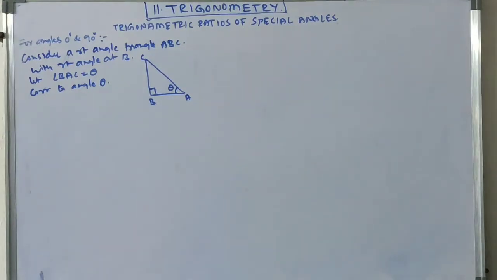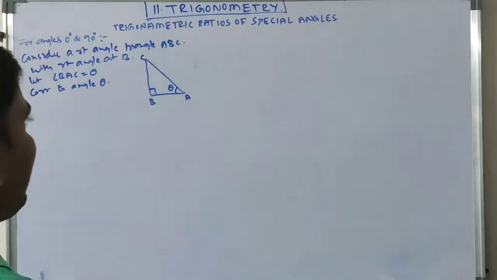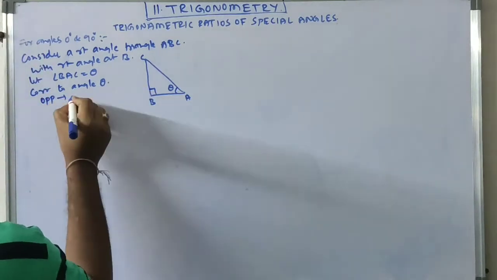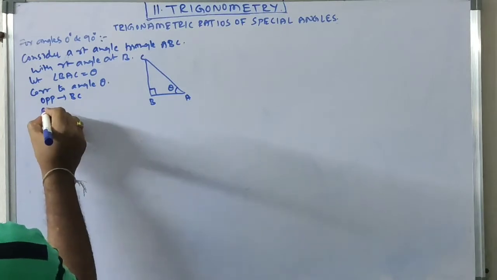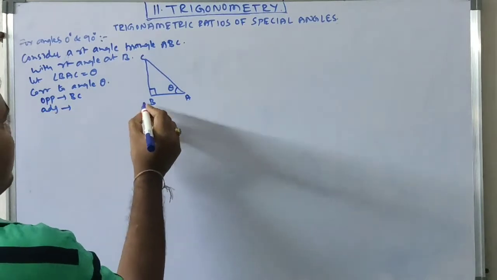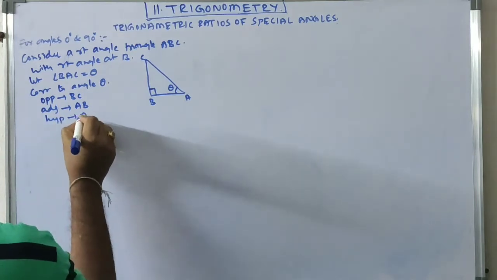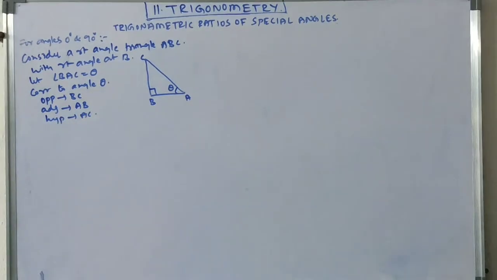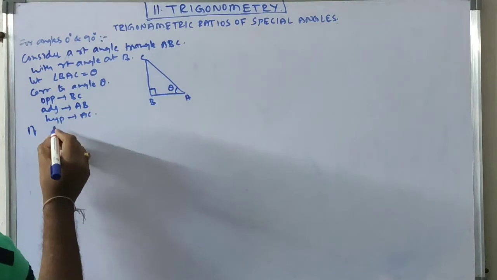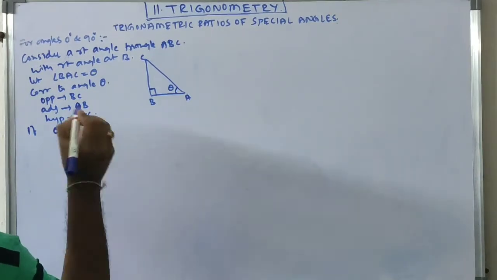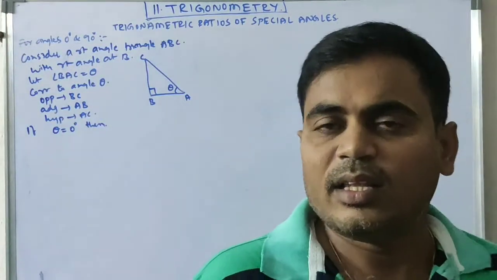Corresponding to angle theta, the opposite side is BC, the adjacent side is AB, and the hypotenuse is AC. So this is the right angle triangle. Now if theta equals 0 degrees, what happens?